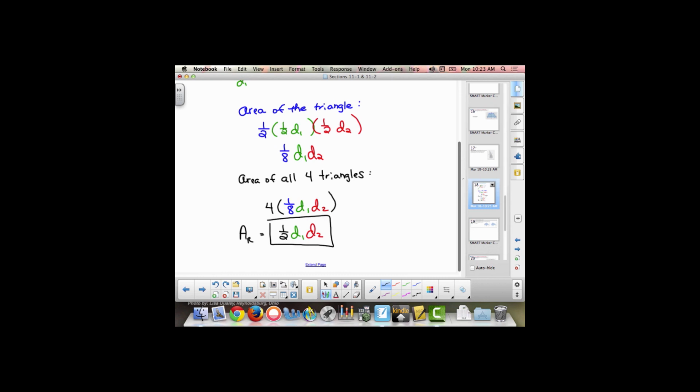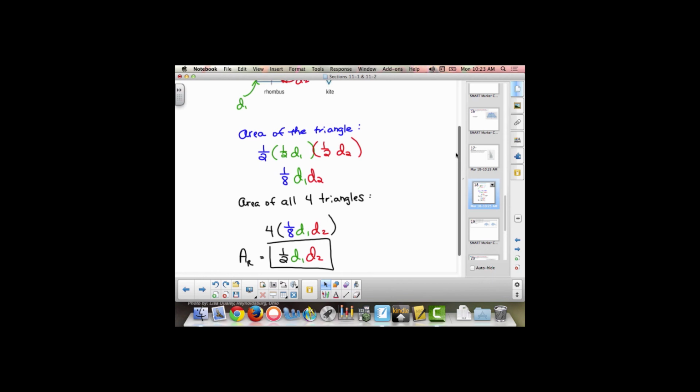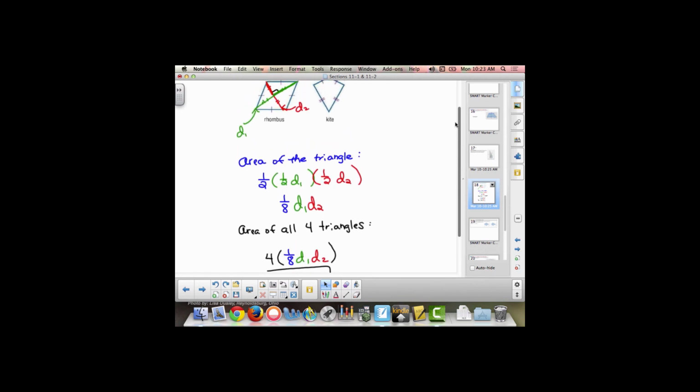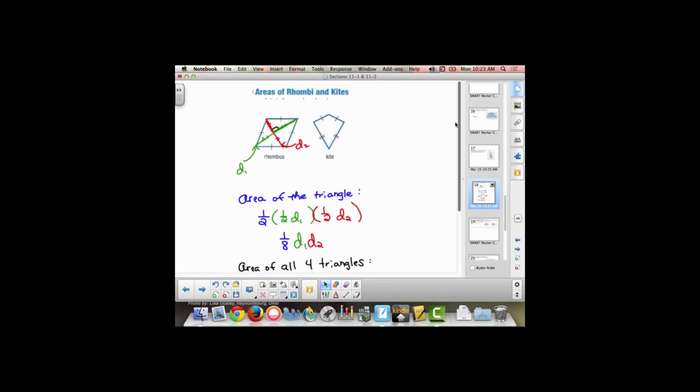Now, because a kite has the same property that a rhombus does, that the diagonals are perpendicular to each other, we can use the exact same formula for a kite. So if we take the length of one diagonal times the length of the other diagonal and divide by 2, we get the area of a rhombus or a kite.